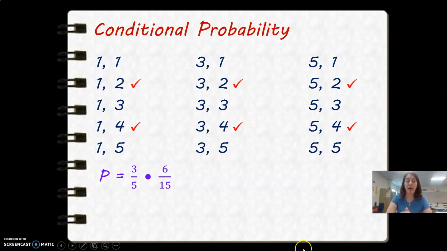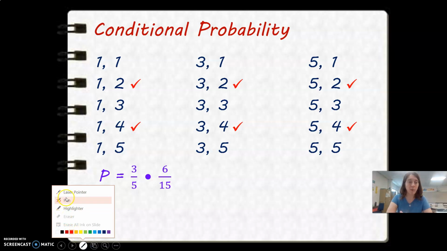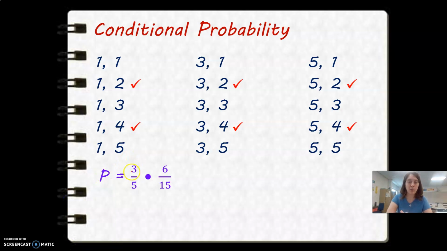Well, if I'm going to multiply those together, I could come in here and reduce first. Of course, my calculator would help me with this as well. I can reduce with my 3 and 15. The 3 would cross off, and my 15 would become the number 5, because 3 and 15 both divide by 3. Now, if I multiply those together, my final probability is 6 over 25.